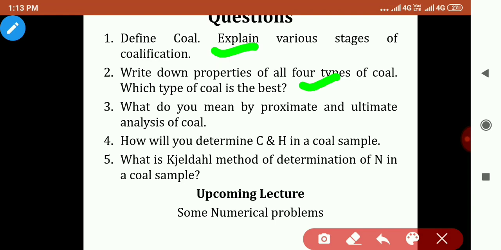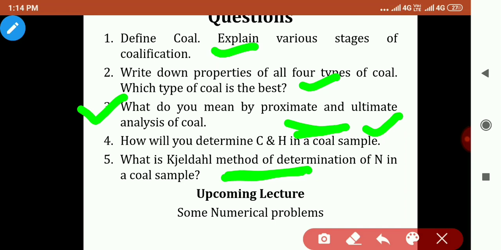You can consider all 4 types of coal, like peat, lignite, bituminous coal and anthracite. What do you mean by proximate and ultimate analysis? How will you determine carbon and hydrogen in a coal sample? So here you have to describe the combustion apparatus, and then in Kjeldahl's method how you determine the nitrogen. So these are few important questions that you can cover while understanding this lecture.